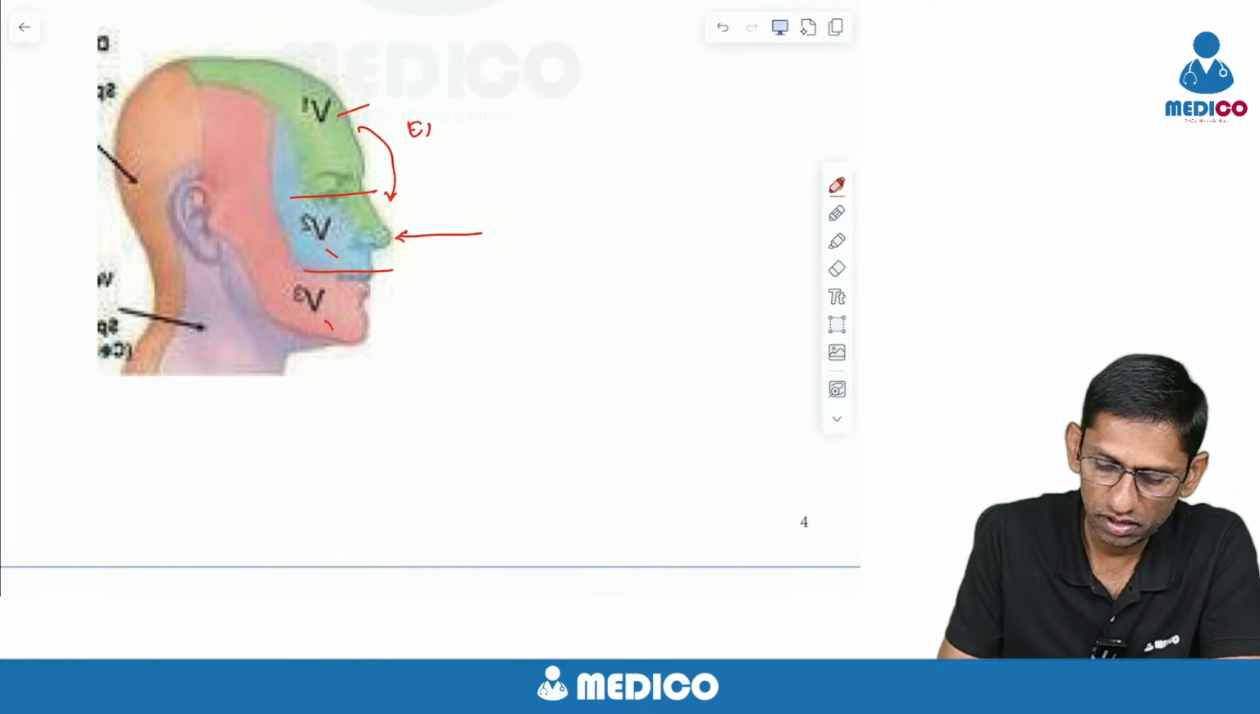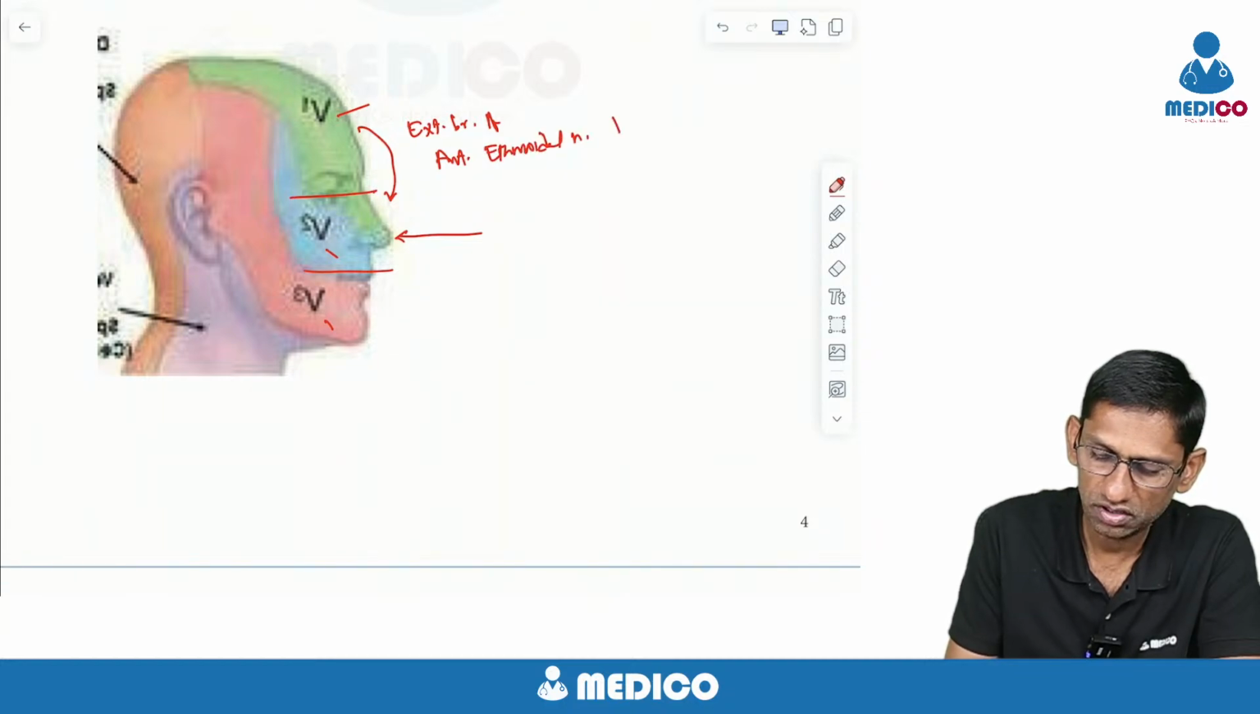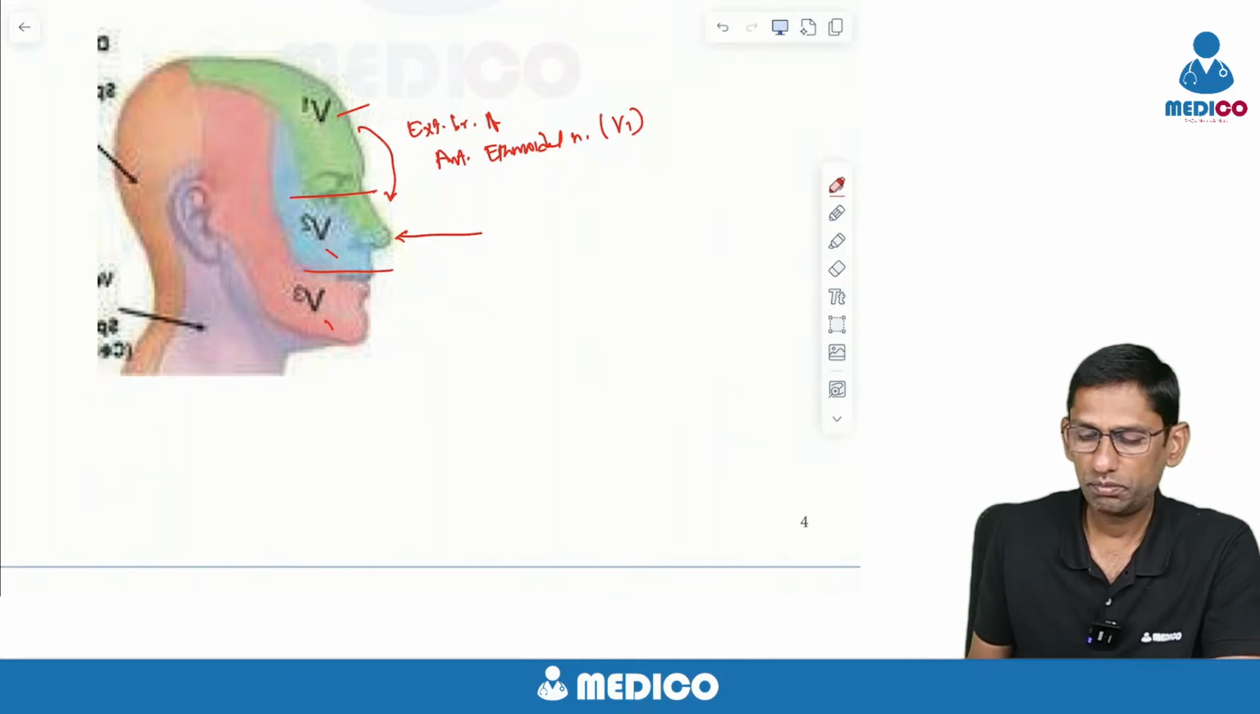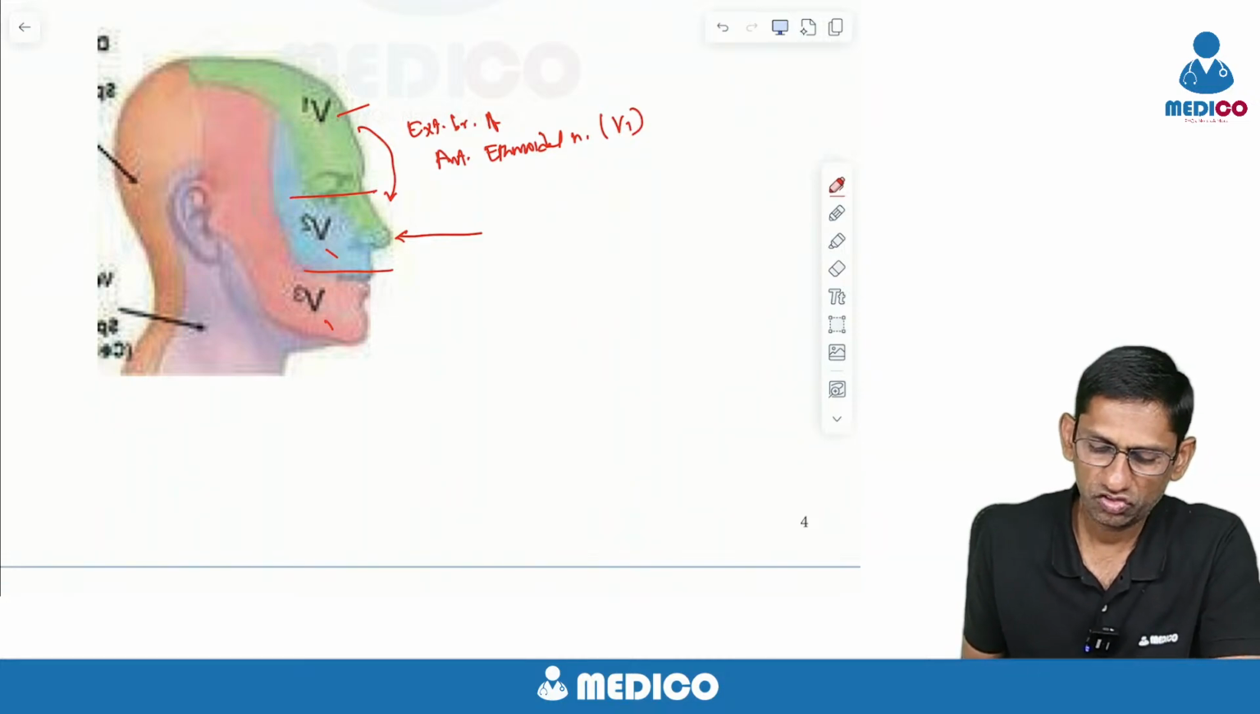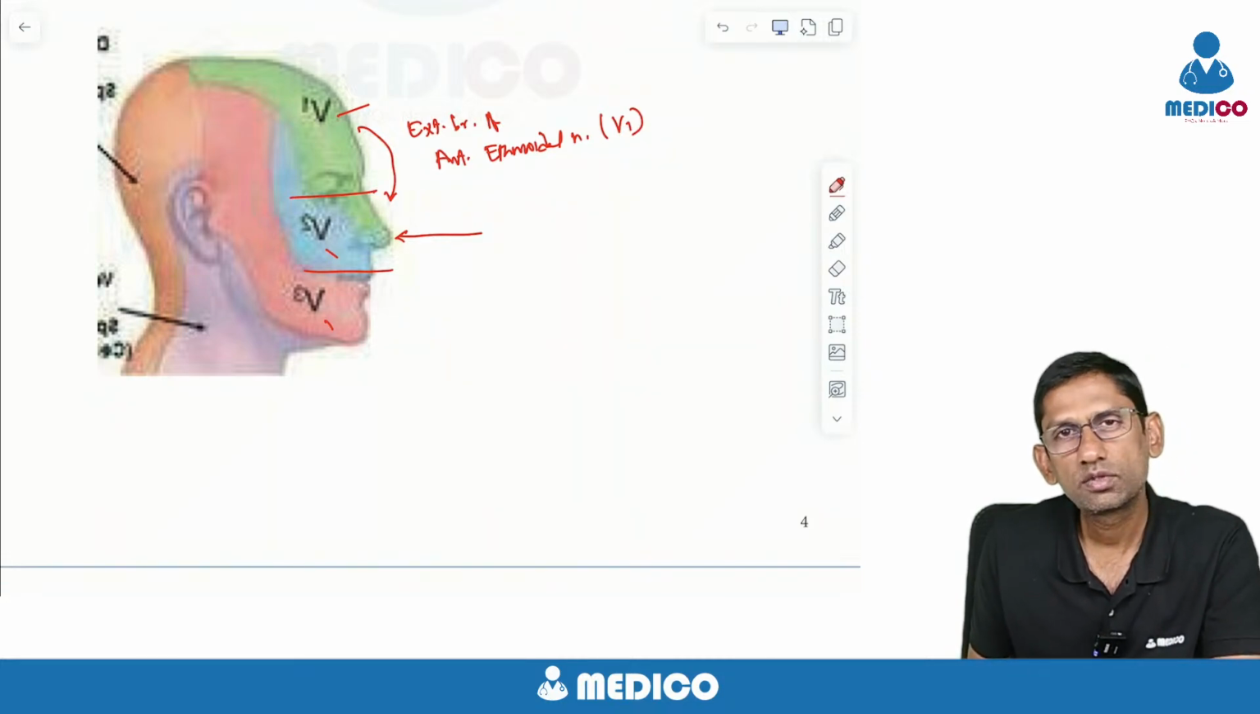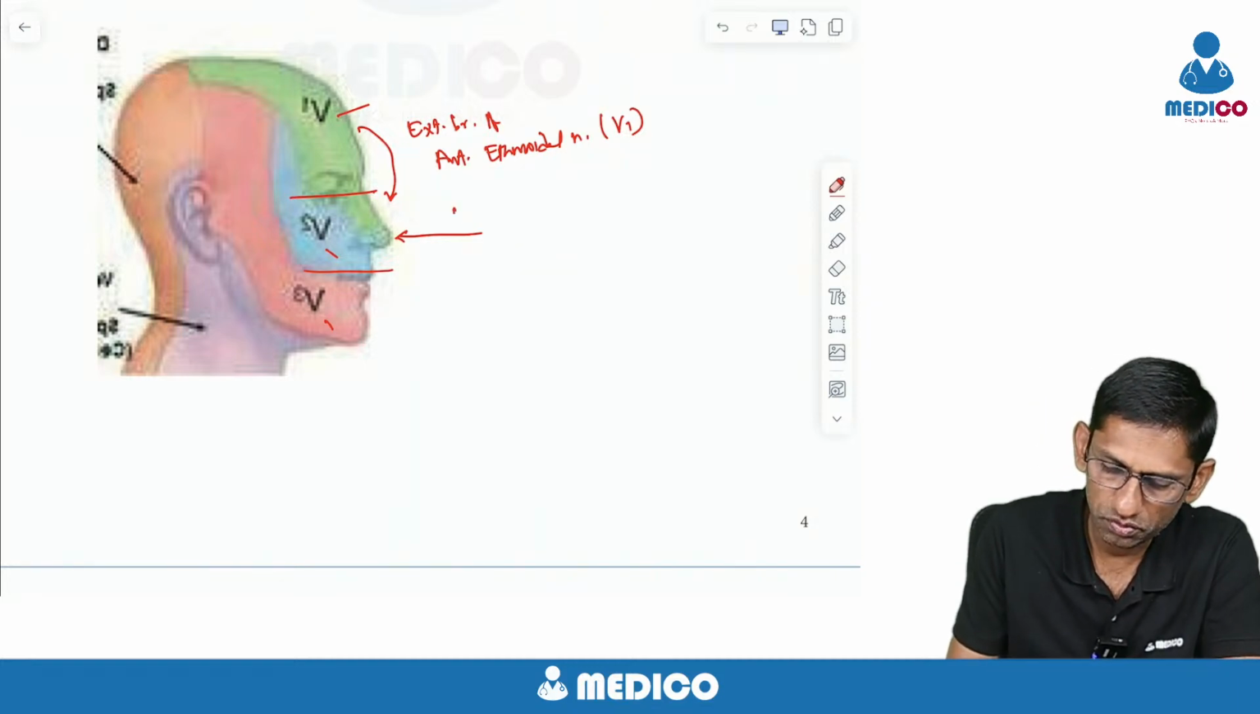It is supplied by the external branch of the anterior ethmoidal nerve, which is a branch of the ophthalmic division of the trigeminal nerve. The external branch of the anterior ethmoidal nerve supplies the tip of the nose.